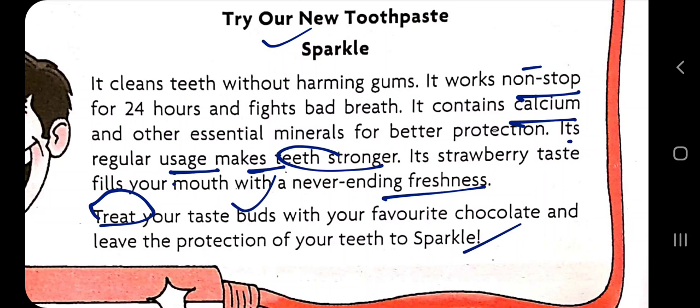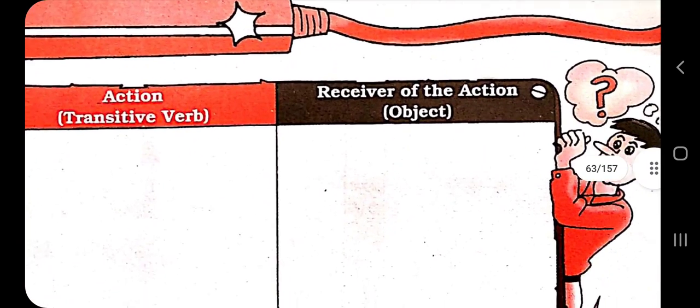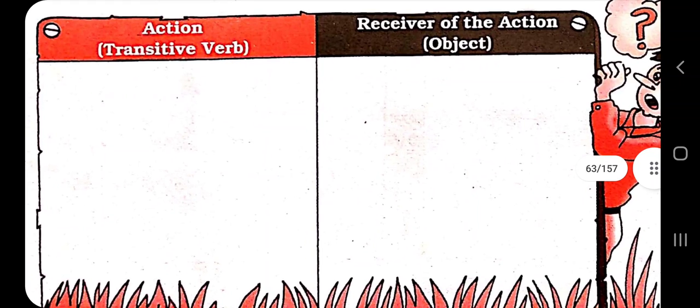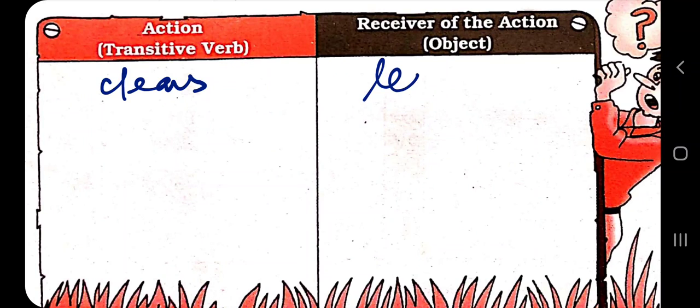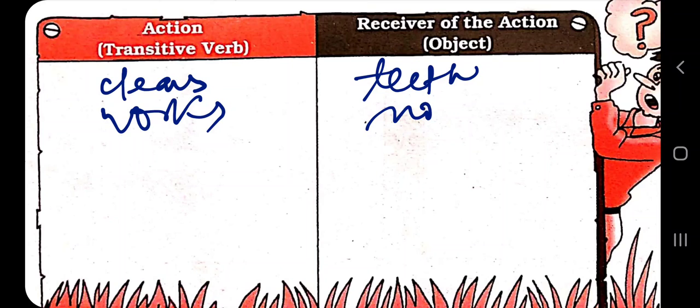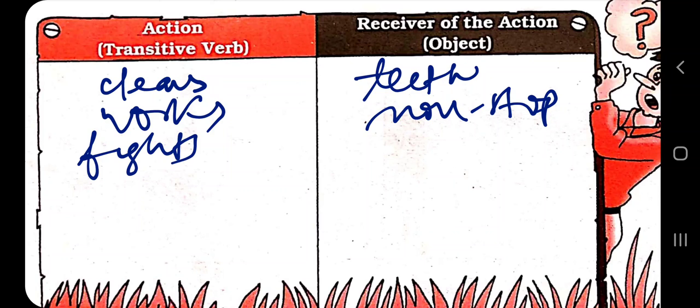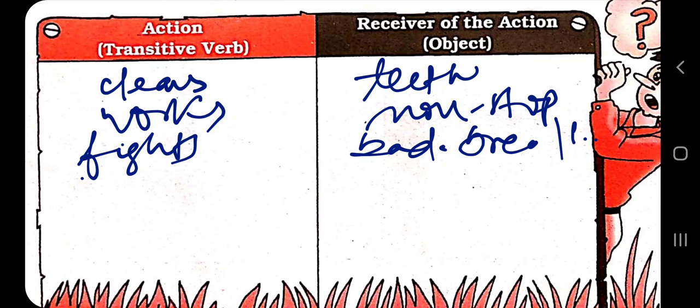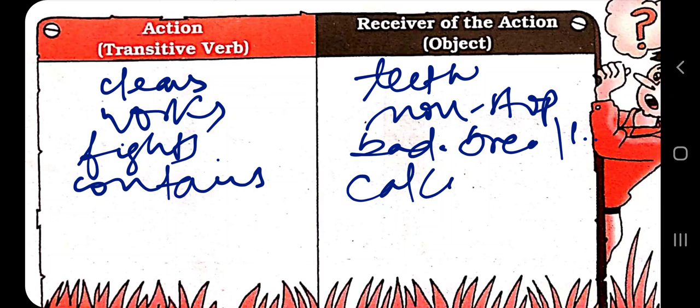Now let's do the subsequent worksheet. Action. Now you have to write it here. The transitive verbs: cleans. Cleans. What? Teeth. Works. Non-stop. Fights. What? Bad breath. Contains. All these are verbs. Contains what? Calcium.